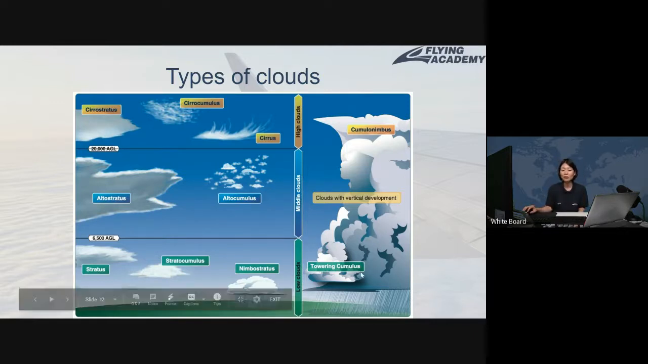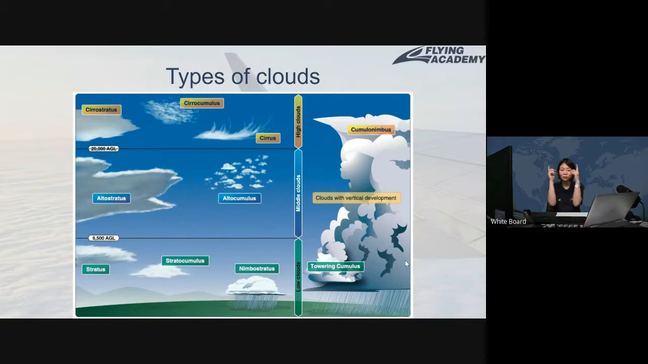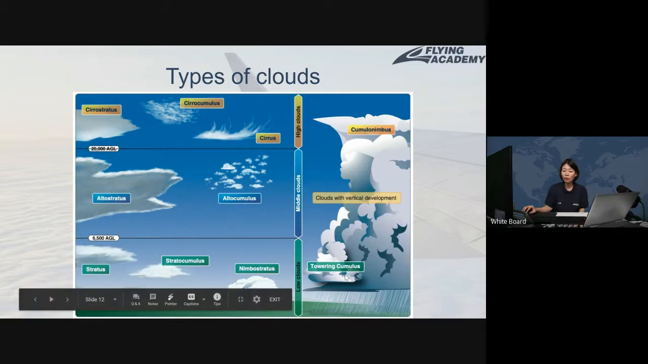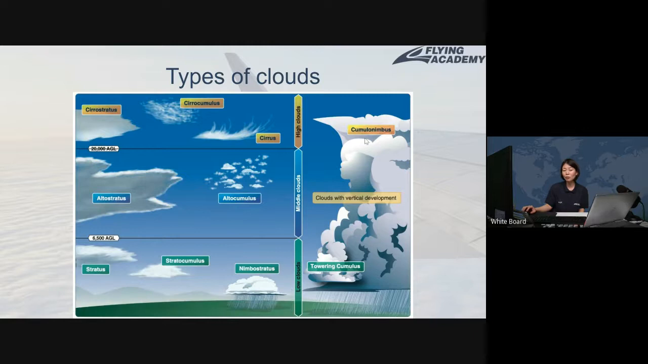But if you see the towering cumulus, it can be very dangerous because inside the cloud there's a lot of updraft energy, because this air parcel wants to go up and up. So when you just see the towering cumulus, it's already not safe. But if this towering cumulus combines with the nimbostratus, which is the rain and those kinds of precipitation, it becomes cumulonimbus. This is what we need to avoid.